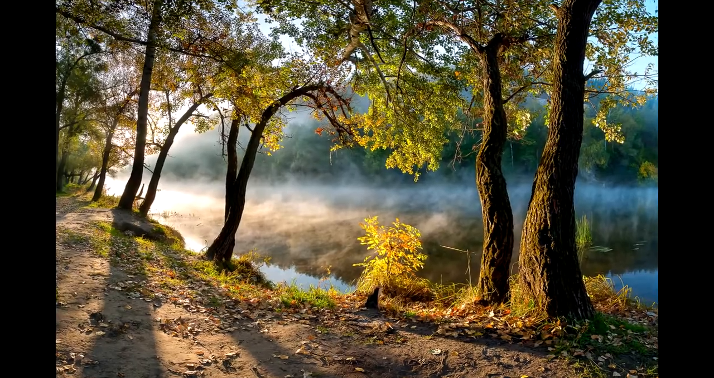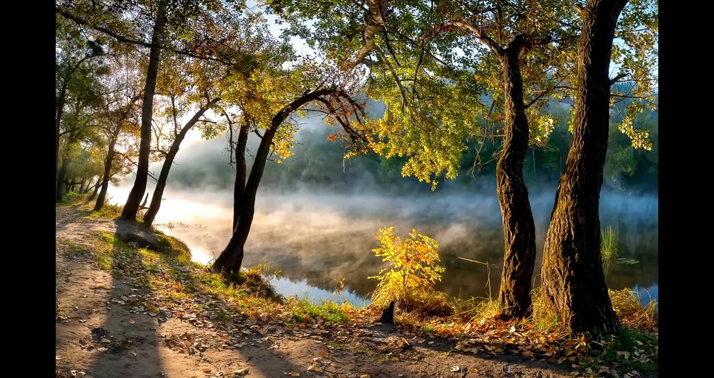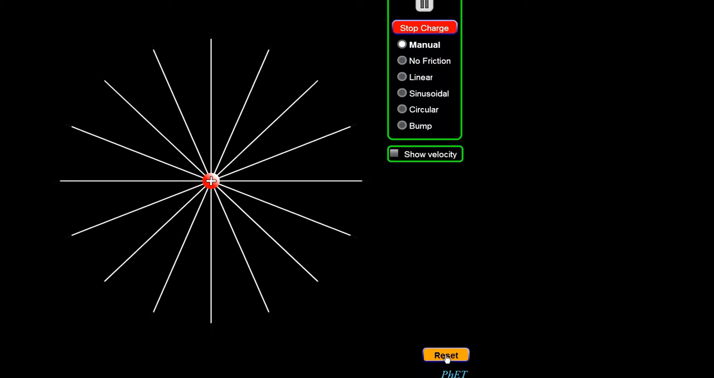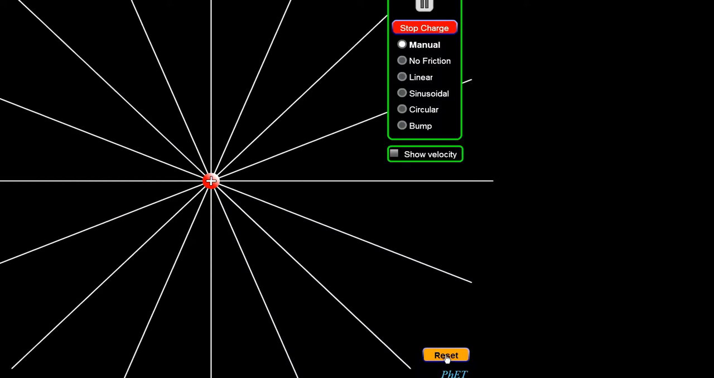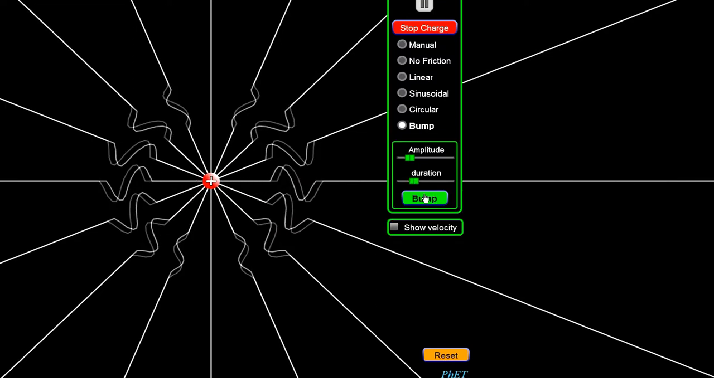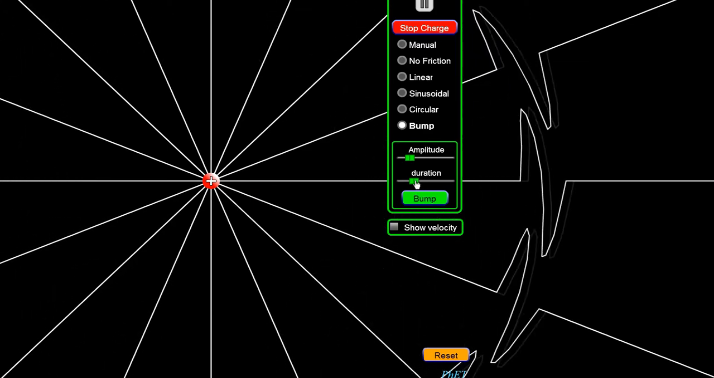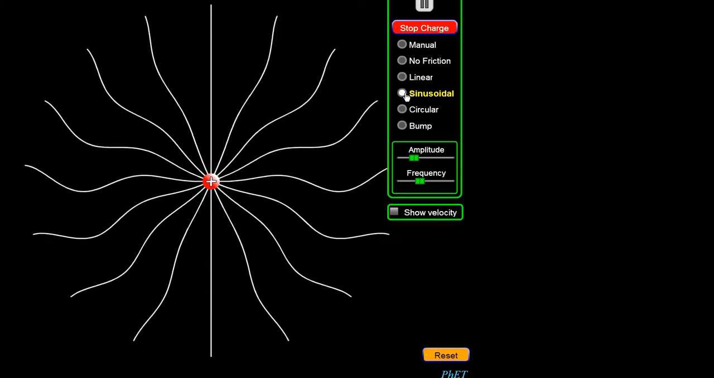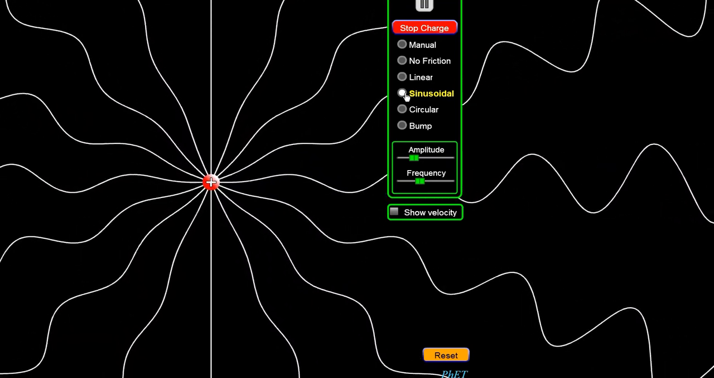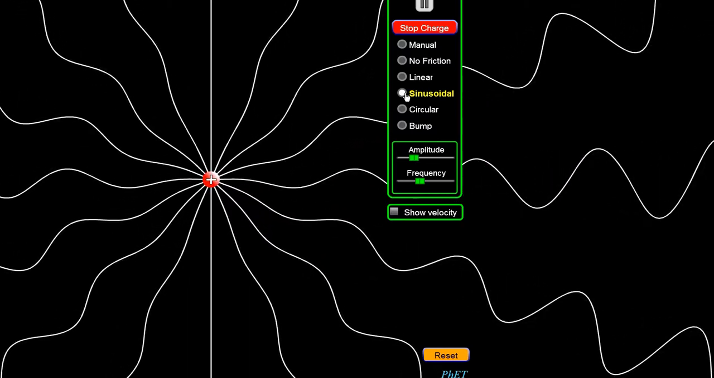Light is an electromagnetic wave. If you place a charge at some location, then it will emit electric field lines that move away from it at the speed of light. If you bump the charge, then a kink in the electric field lines will move outward at the speed of light. If you wiggle the electric charge with frequency F, then the electromagnetic wave will also wiggle with frequency F.